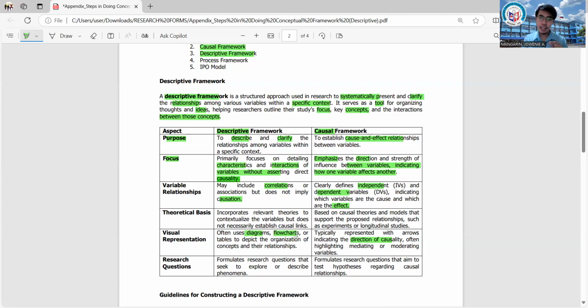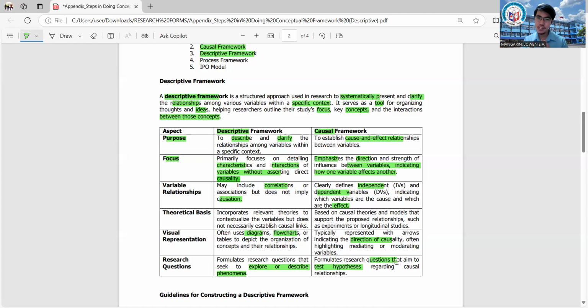And then kapag research question, ang purpose ng study na gumagamit ng descriptive framework ay to describe, to explore the phenomena. On the other hand, kapag causal framework, dapat meron tayong testing of hypothesis. And this testing of hypothesis should reflect on our statement of the problem.